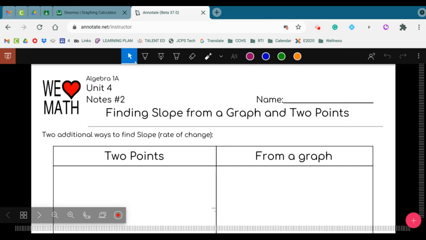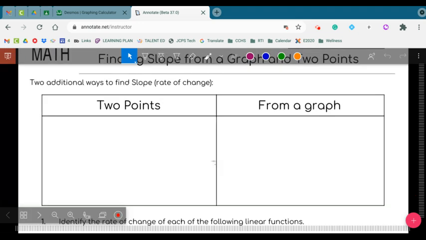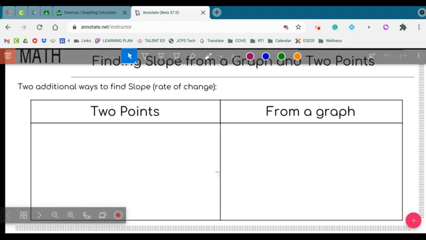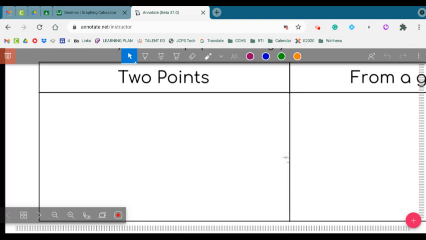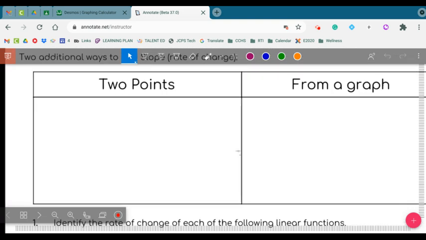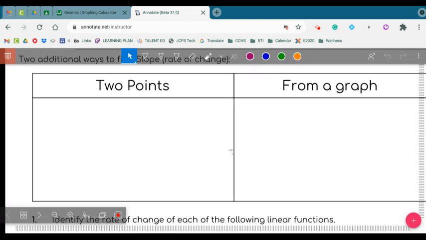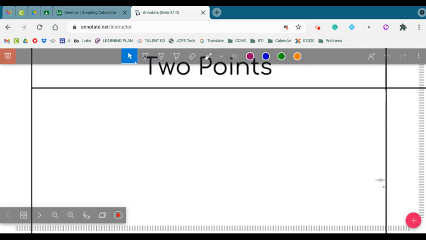Okay, today we're going to do Unit 4, Notes number 2, which is finding slope from a graph and 2 points. So 2 additional ways. Yesterday we found slope from a table. Today we're going to find it from 2 points on a graph, or from 2 points in general, and we're going to find it from a graph, which is rise over run.